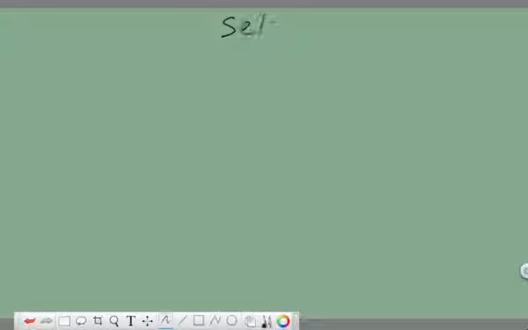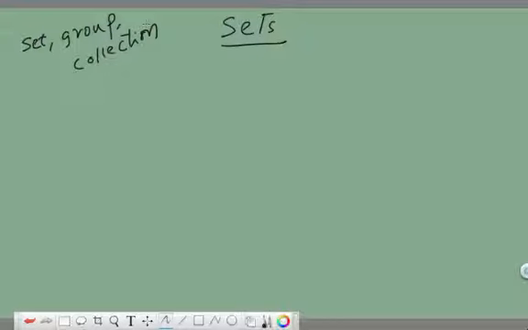Today we will begin our first chapter, sets. In our daily life, we might have heard the word set, group, collection, a lot of times. And today we will define set mathematically.